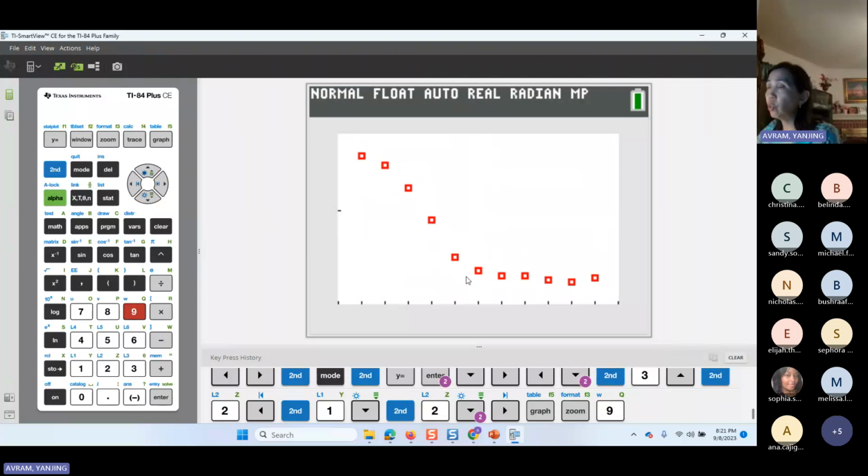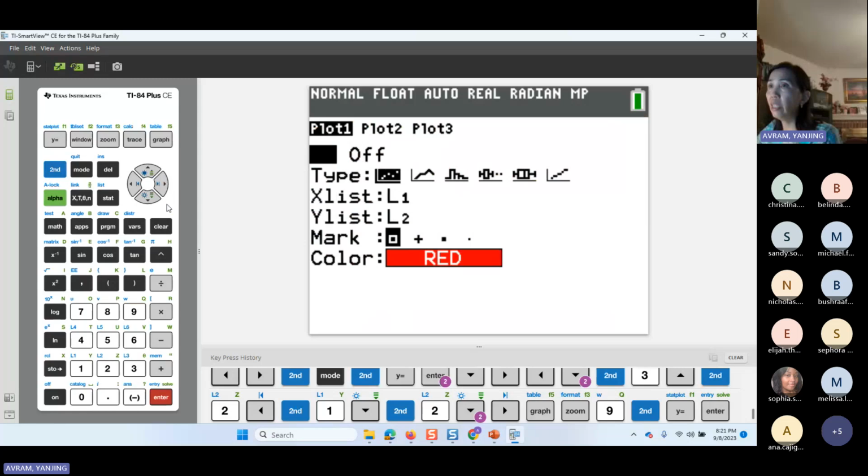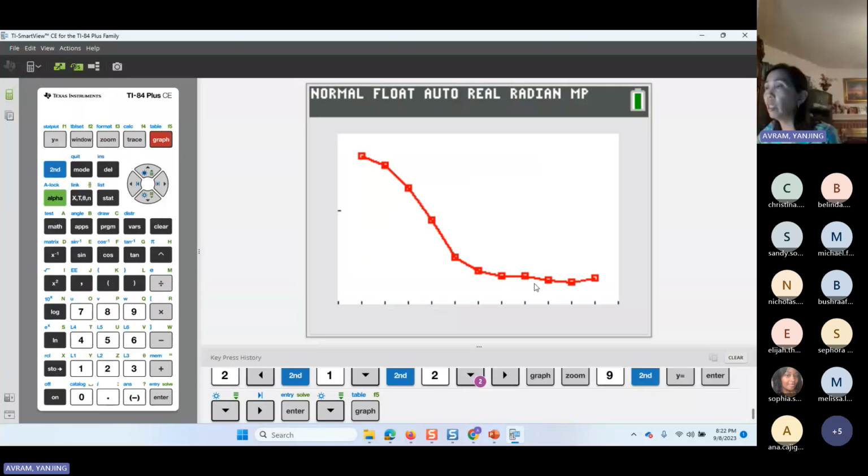If you want to change this one into a time series, you just need to go to second y equals, go to stat plot, and then change this one. You still have to highlight On, and then change this one into the second one, all right? And then hit enter. Now your second one is entered, the rest is the same, right? And then we are giving you the time series in here. It will connect all the points together, all right? So those two are pretty similar.